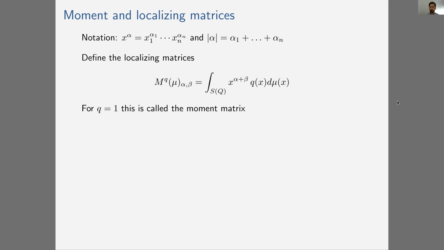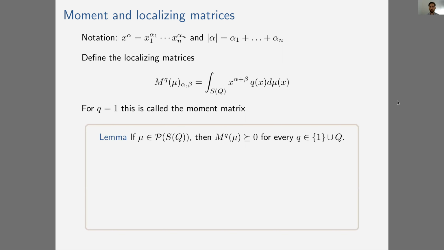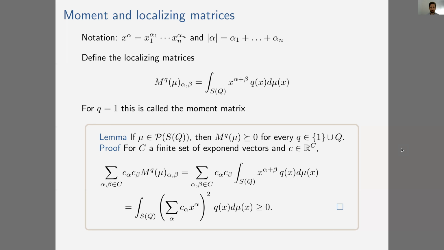Then it's a lemma that if this mu is indeed a probability measure on the semi-algebraic set, actually the only thing you need is that it's a non-negative measure, so really a measure on this set. Then these, as opposed to a signed measure, these matrices, these localizing matrices, are positive semi-definite. So I think it's helpful to look at the proof of this.